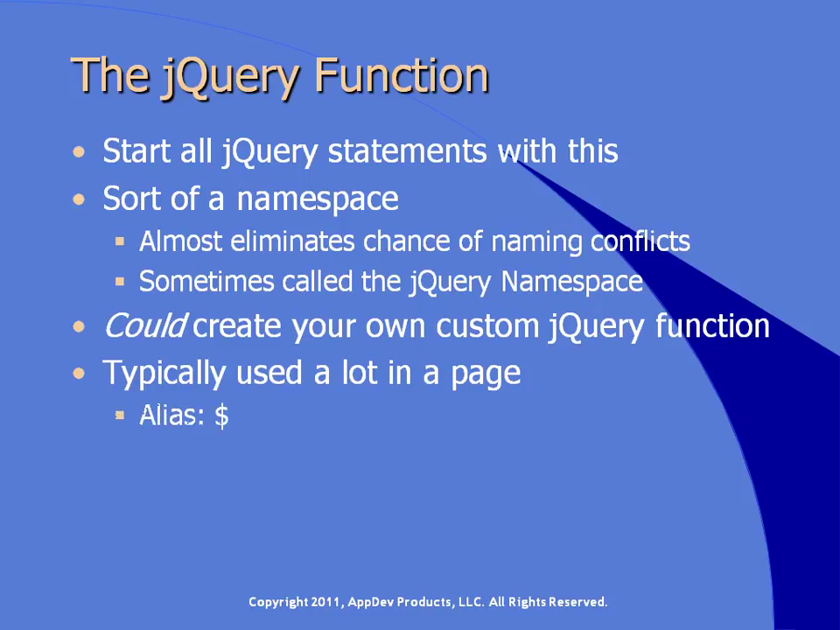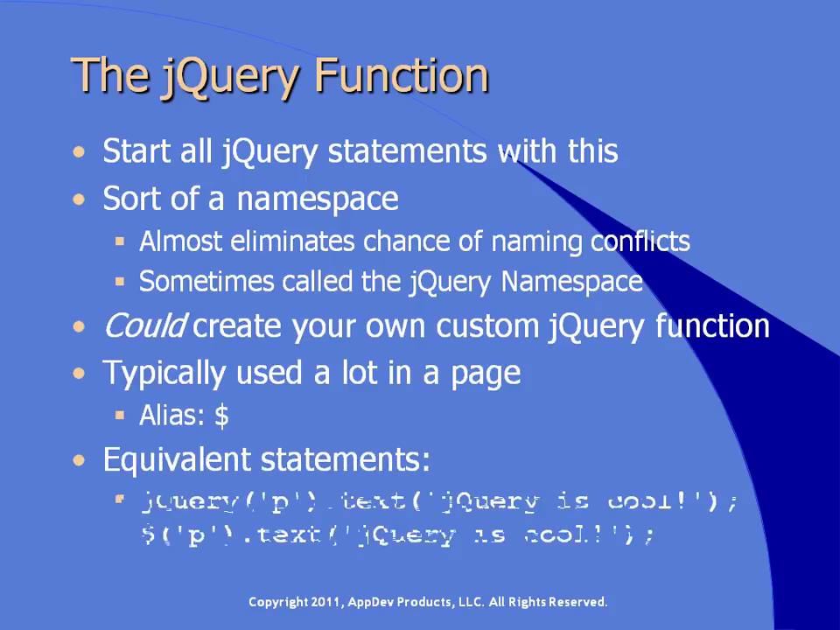So jQuery provides an alias for the jQuery function, which is the $ alias. Anytime you need to use the jQuery function, you can type $ instead. This means that these two statements are the exact equivalents. The first uses the full jQuery method. The second uses the $ alias. Both of them do the exact same thing.